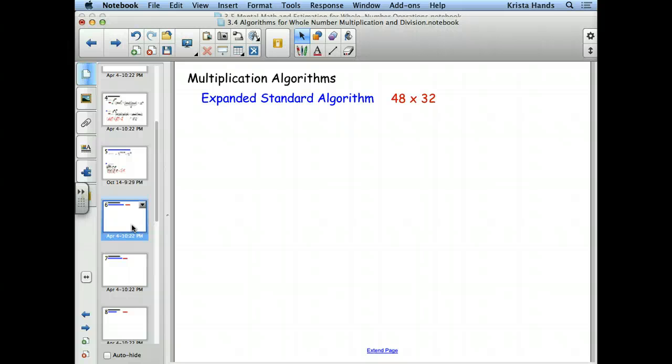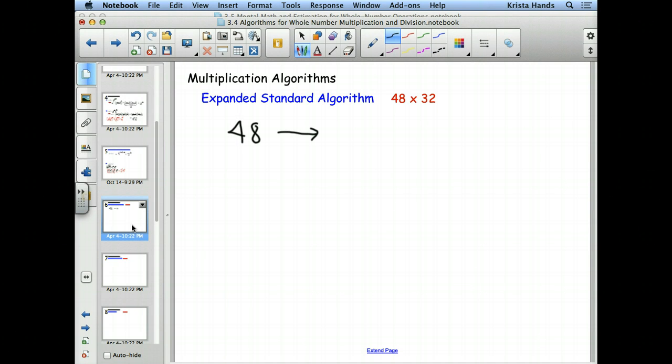The first one is 48 times 32, and this comes from the expanded notation. So we're going to think of 48 in its expanded form. Do you remember how to write expanded form for 48? 40 plus 8, right. And then we're going to do the same thing with 32. We're going to write 32 as 30 plus 2.